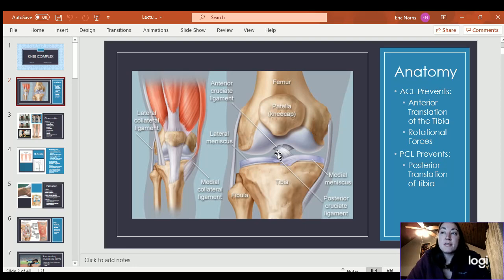We also have medial and lateral meniscus, medial and lateral collateral ligaments, so MCL and LCL, and your patellar tendon, and those are really the most common tendons and ligaments that support and stabilize the knee and that might get hurt in case of an injury.